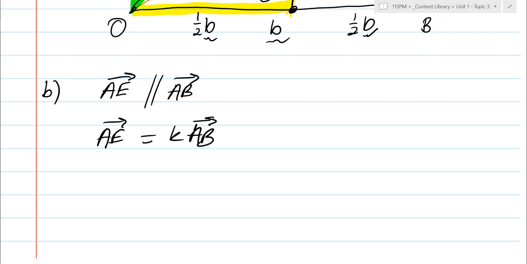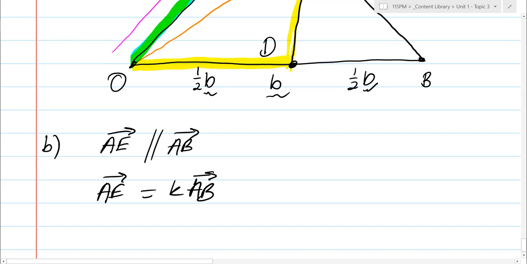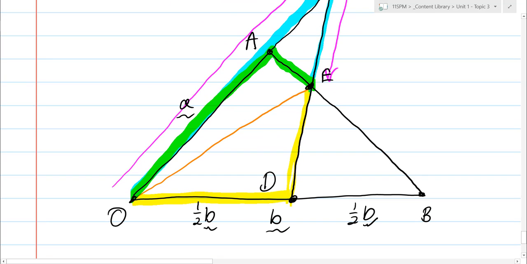I'll end up with two simultaneous equations in terms of K. I'll eliminate the K. I'll be left with M and N only, and then I can work out what M is in terms of N. That's the plan. So let's start by saying, what is AE?